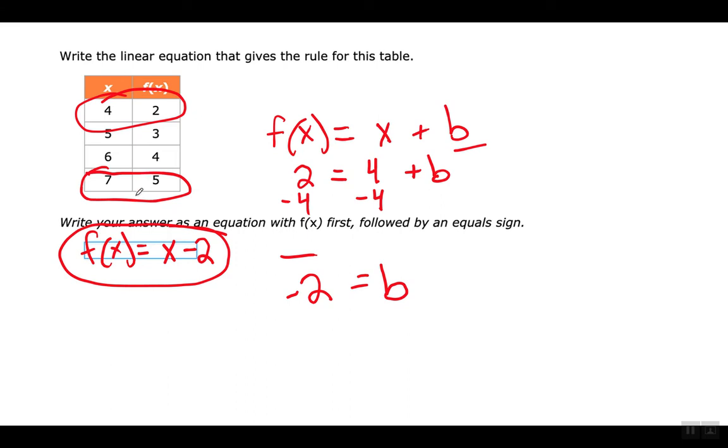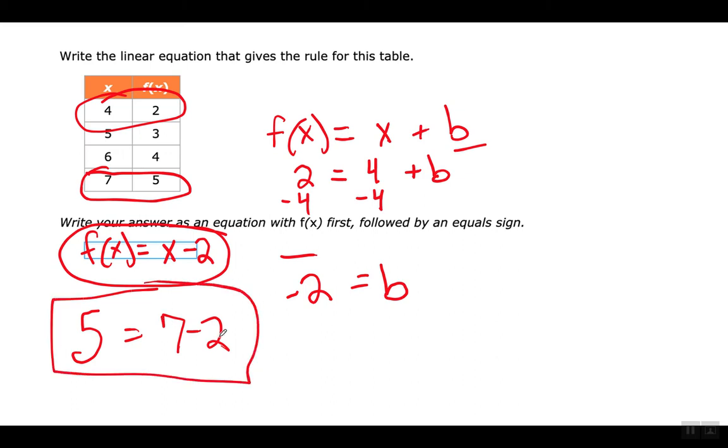Siempre pueden chequear si la respuesta lo tienen bien sustituyendo un par de esta tabla para x y f de x y chequeando si lo que sale es verdadero o no es verdadero. So for example, if I put the 7 where x is, I get 7 minus 2, and the 5 where f of x is, and you could see that that is a true statement. 5 equals 7 minus 2.